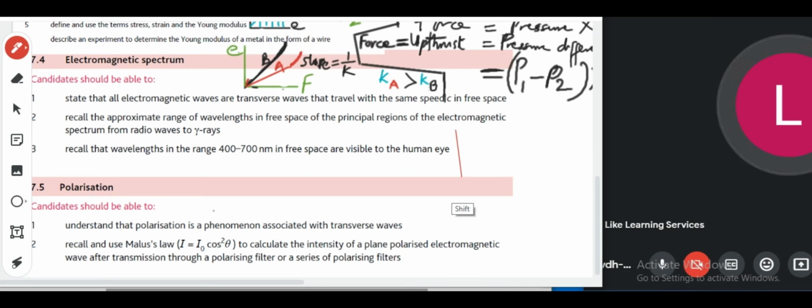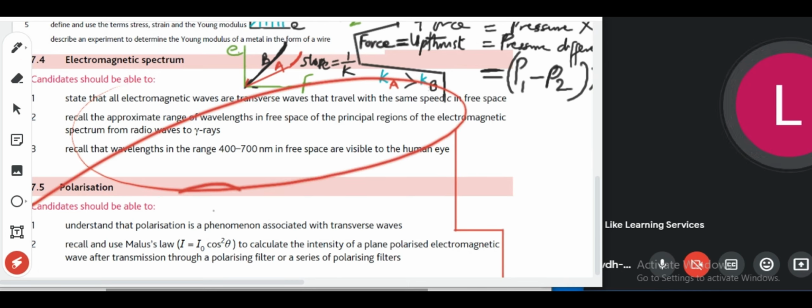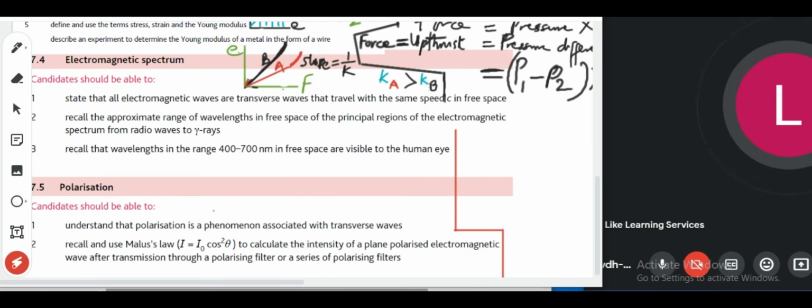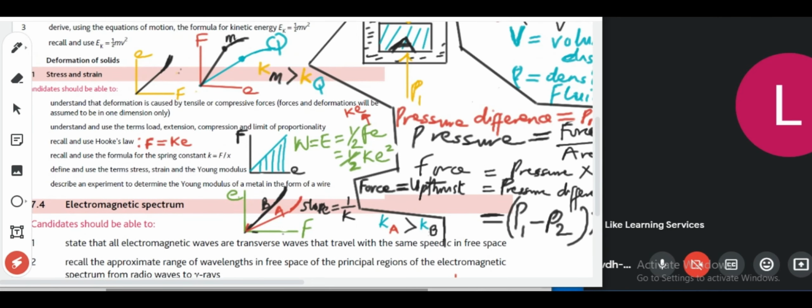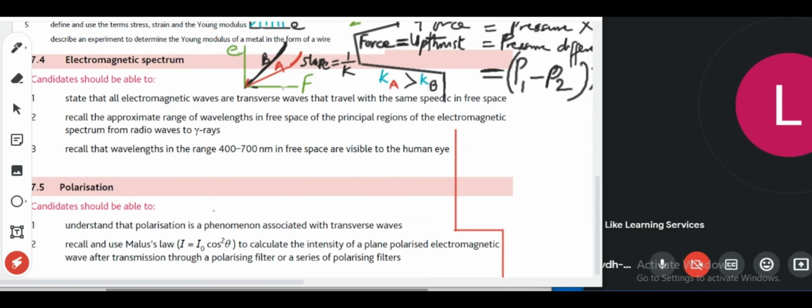I'm going to draw a line here. Anyway, this is about a different topic which we'll look at later in another lesson. But for now, we're looking at stress and strain, or deformation of solids.